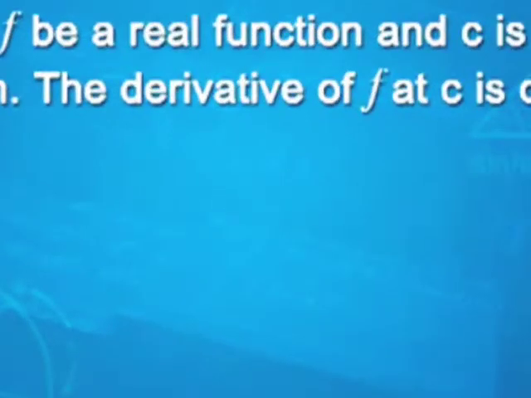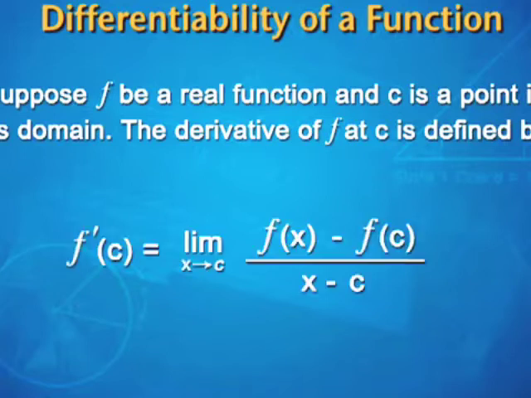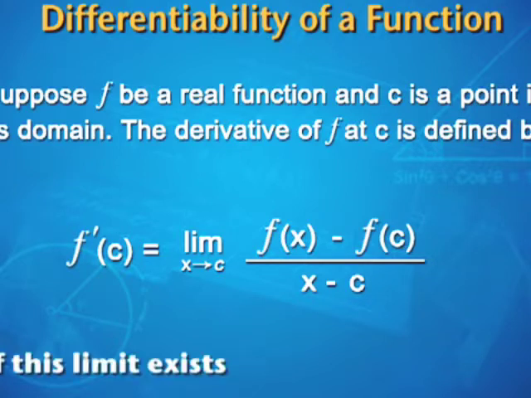The definition says that if f is a real function and c is a point in its domain, then the derivative of f at c is defined to be the limit of the quotient f(x) minus f(c) upon x minus c, if this limit exists. Now, the whole discussion of today is on this condition, this limit exists.